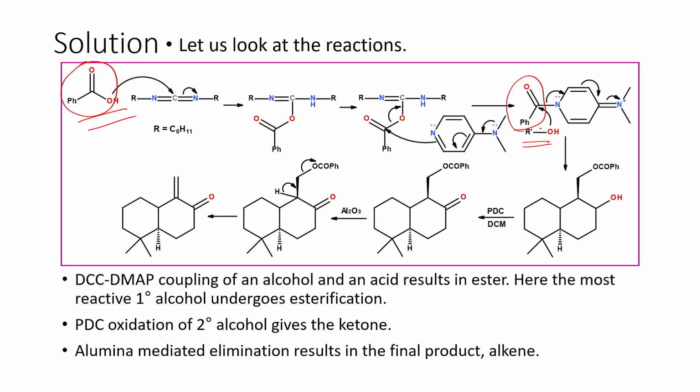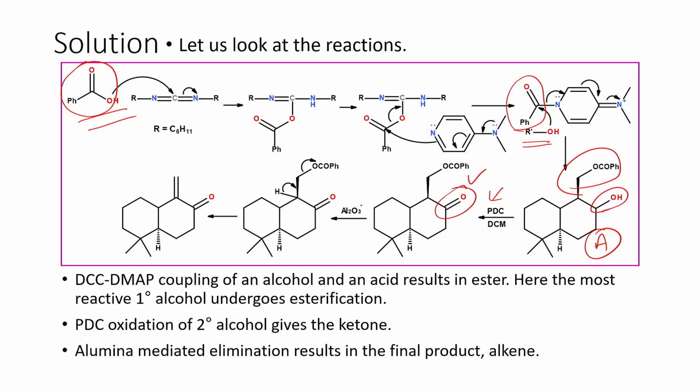As I mentioned, we have the primary and the secondary alcohol, both present in our starting material. So the primary alcohol undergoes reaction very selectively. In other words, we end up with this particular ester that is formed as the intermediate A. Once the intermediate is formed, what is the next step? We are treating that with the PDC, pyridinium dichromate, that oxidizes the secondary hydroxyl to a ketone. So that is also fine.